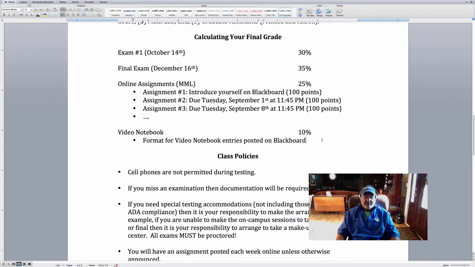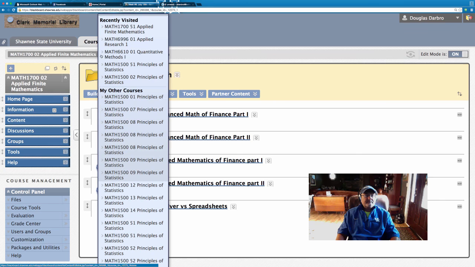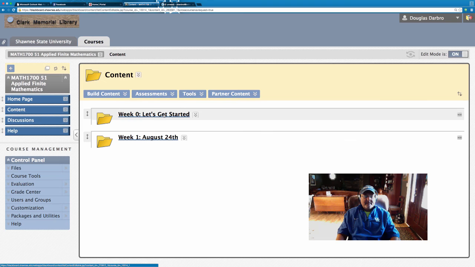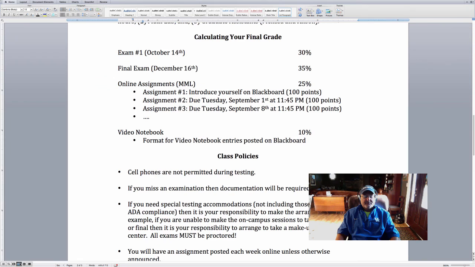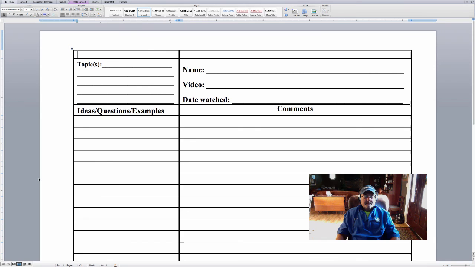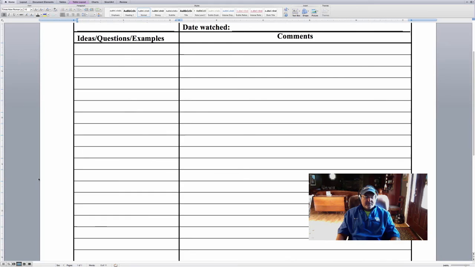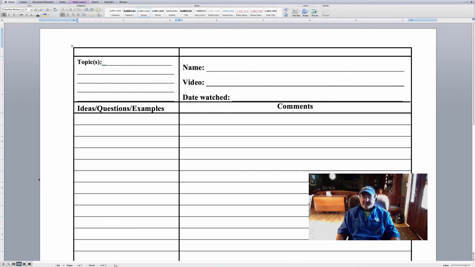So let me go back to 1700, our class now. Back in week zero, getting started, there is a video notebook pages. Now, when you download that, this is what you're going to get. And there's something called a Cornell note-taking format. So what I would do if I were you, there's going to be about 50 videos. So I would go to the library and pull this up and print about 25 or 30 of them. So your first topic, let's say first name, Doug Darbro.